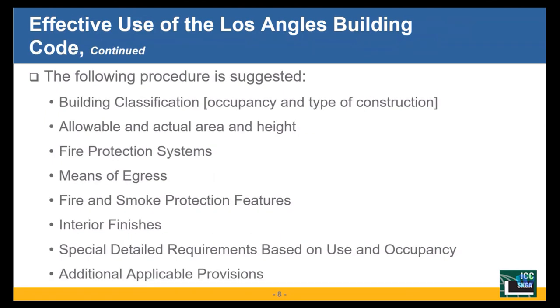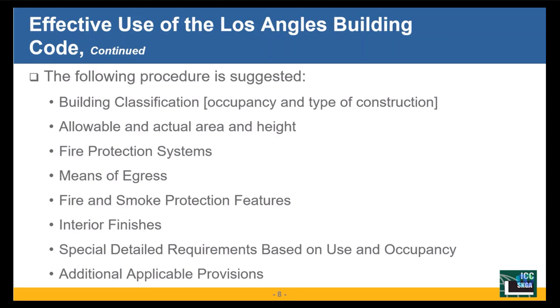So this is a recommendation. How do you approach, as a design professional or a plan reviewer, the application of the building code or using the building code? So we talked a little bit about what's in the outline, or the content, of the Los Angeles Building Code. Now, a recommendation is where to start, because if you start on the wrong foot, you'll be able to miss some of the requirements, or the building may not be designed properly, or you're not plan reviewing the building properly.